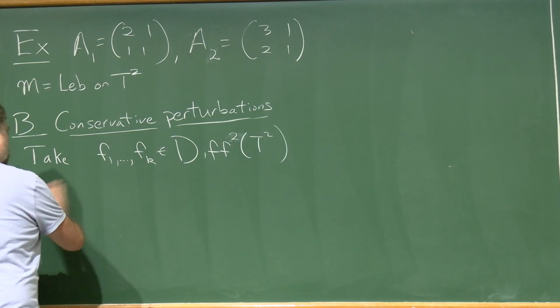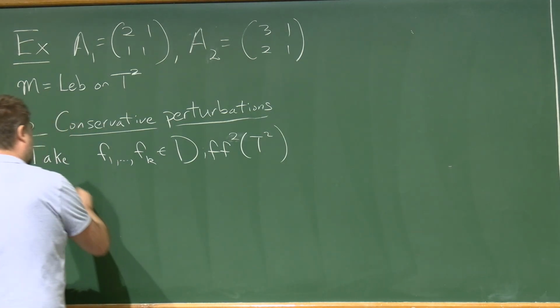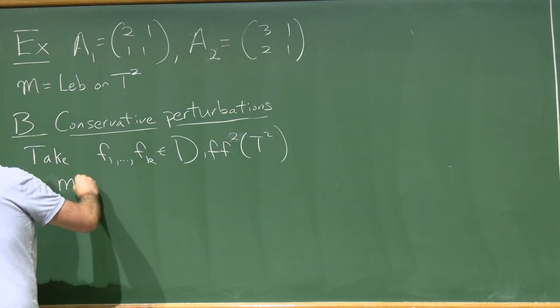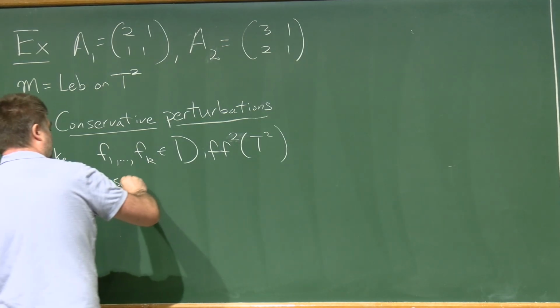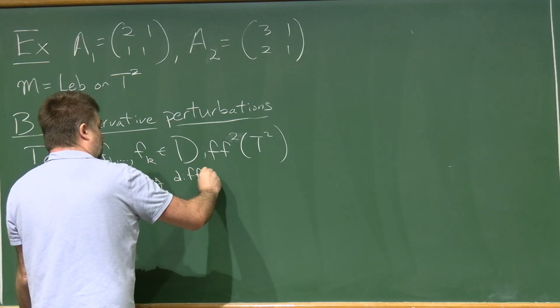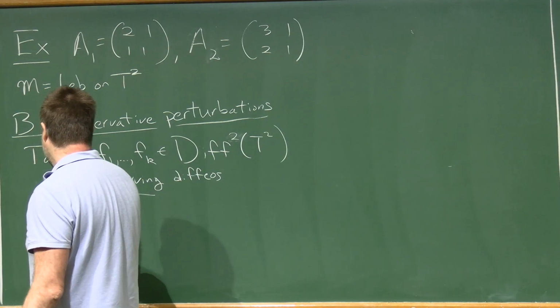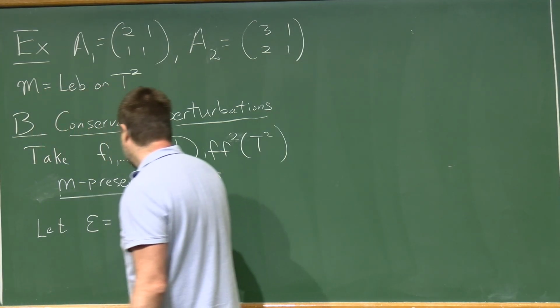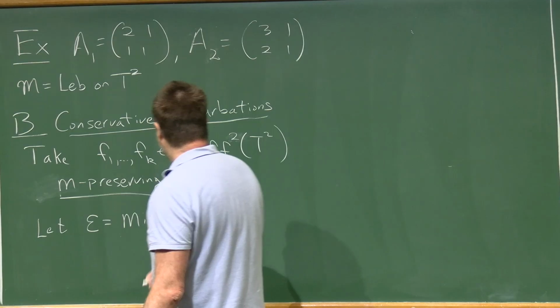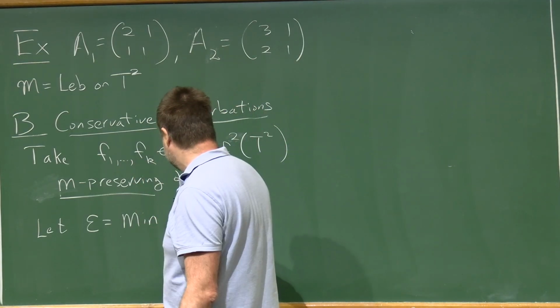Before I say that, I want to say something else about these. Not only are they arbitrary diffeomorphisms, but they are m-preserving diffeos. So I'm working in the conservative case. I fix a background volume form and look at volume preserving perturbations. Now I'll let epsilon be some way of measuring how far these are away from what I started with, so how far they are in the C1 topology.